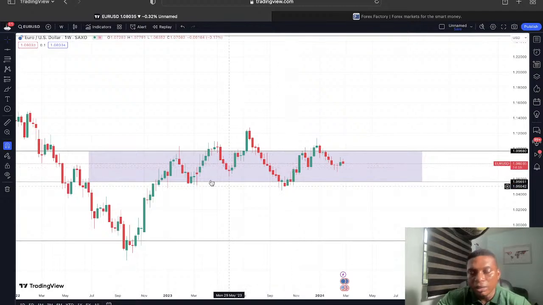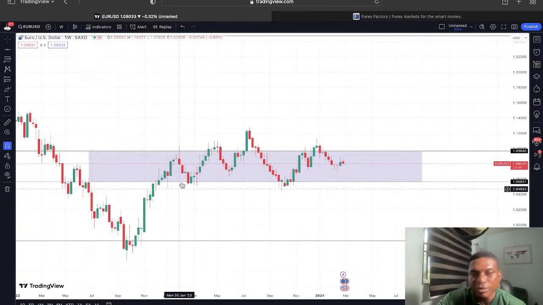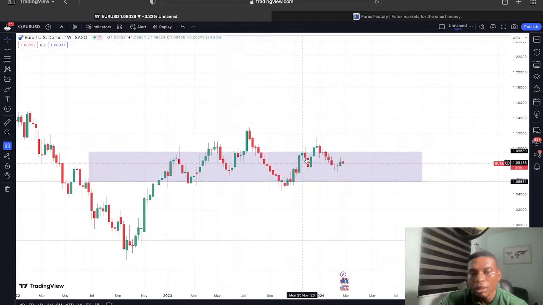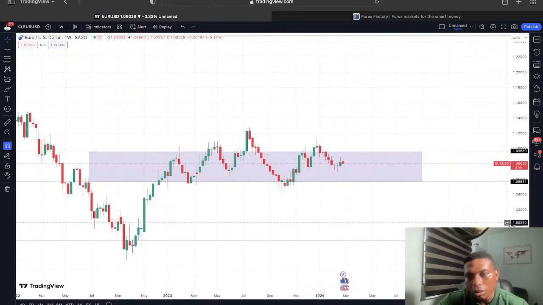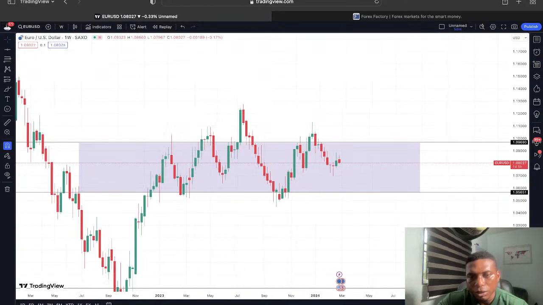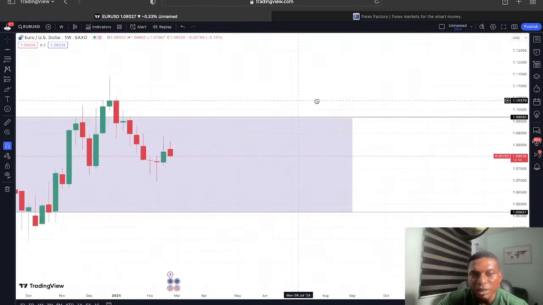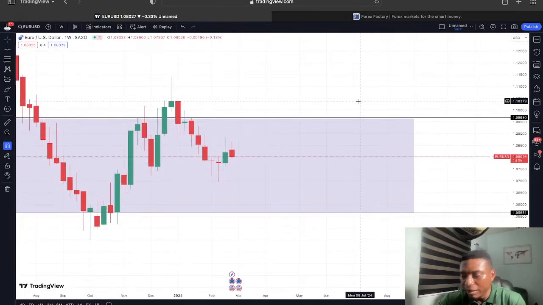So we can see that the price has been ranging at this level, moving up, coming down, moving up, coming down, moving up, coming down. And here now, this is the weekly time frame. Now we can see clearly that there has been some buy momentum, buy signals. Now how do you spot these buy signals?